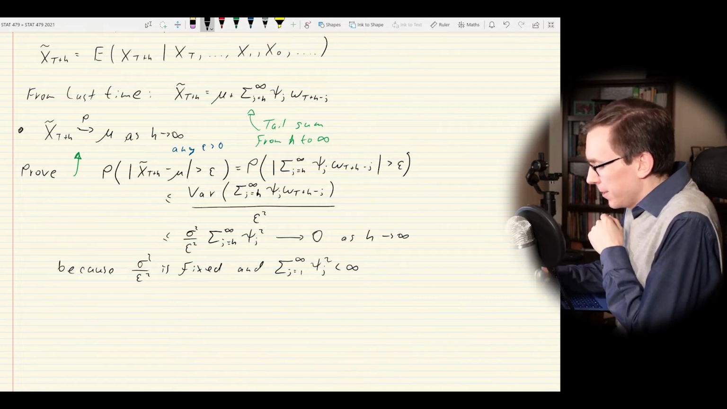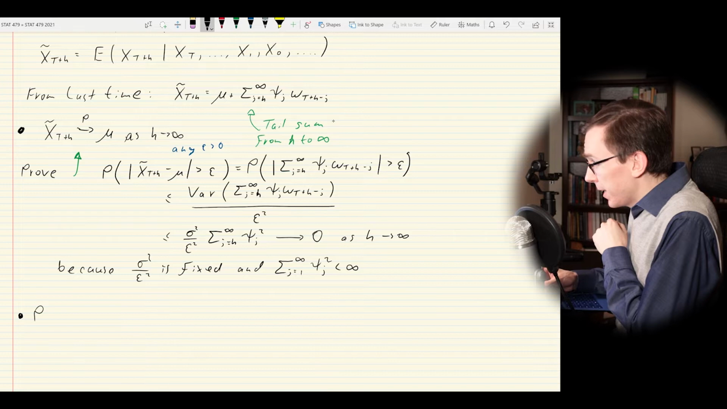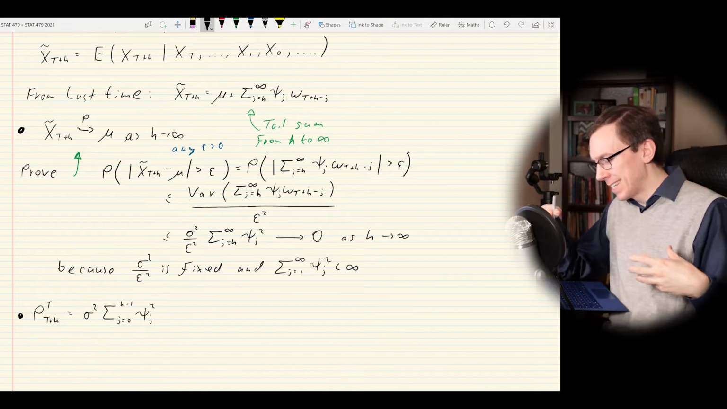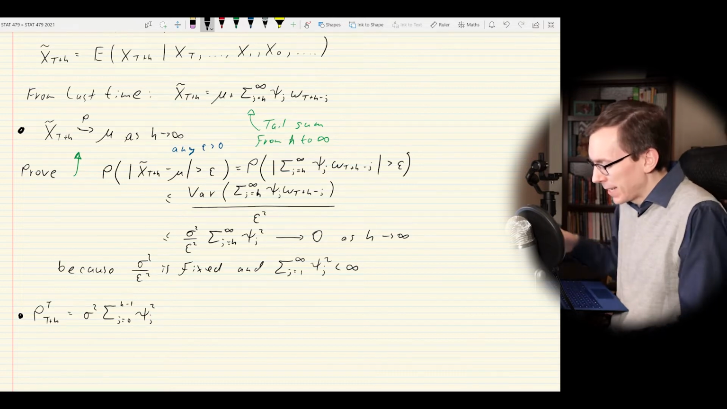So this is bullet point statement 1. And the other bulleted statement is that our mean squared prediction error at t plus h, given t, is equal to sigma squared times the sum, j from 0 to h minus 1, of psi j squared. So it's kind of like the opposite sum. The sum we had in the proof is from h to infinity. This one is j from 0 to h minus 1.